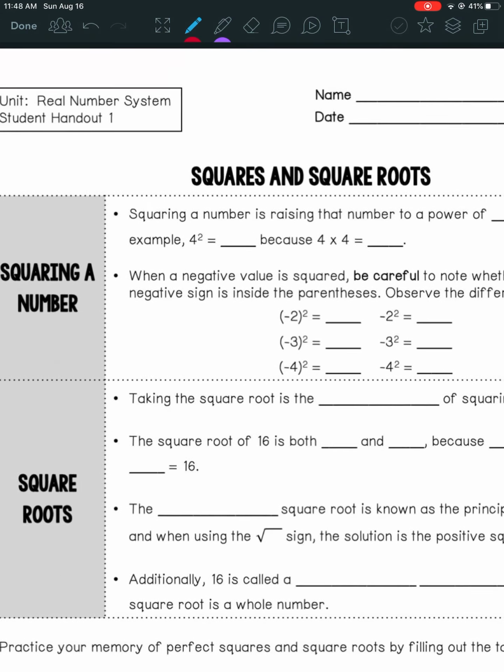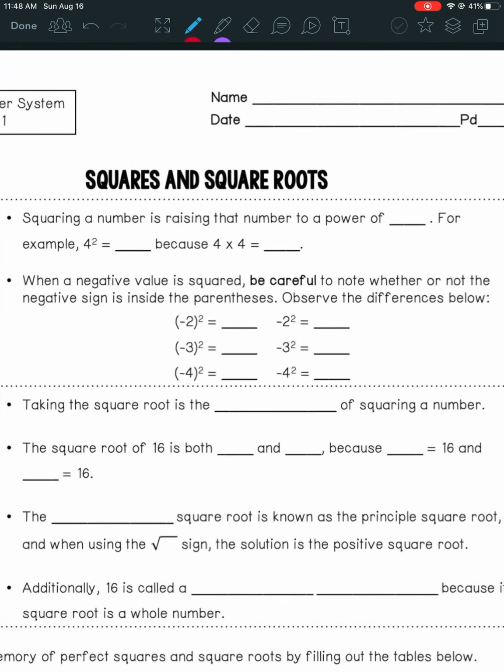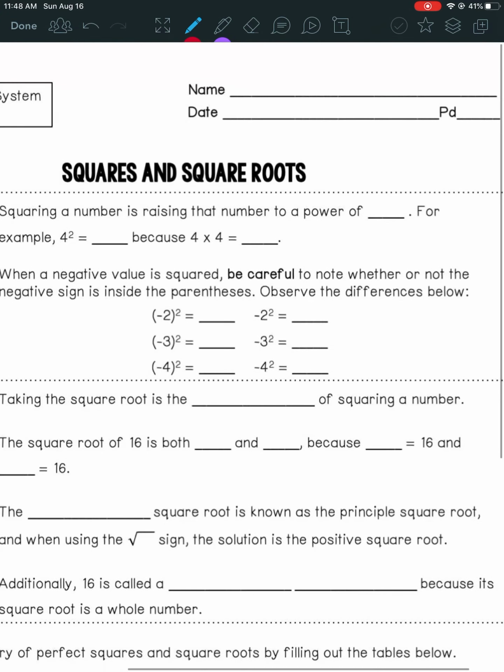So the first part, we're going to talk about what is squaring a number. Squaring a number is raising that number to a power of 2. For example, 4 squared equals 16, because 4 times 4 equals 16. So the exponent tells us how many times we are multiplying the base by itself.